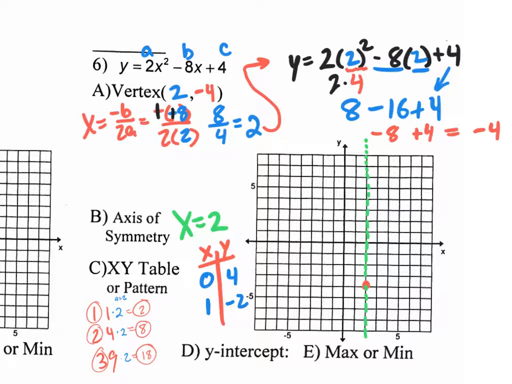So let's go to the coordinates 0, 4. 0, 4, 1, 2, 3, 4. And also 1, negative 2.